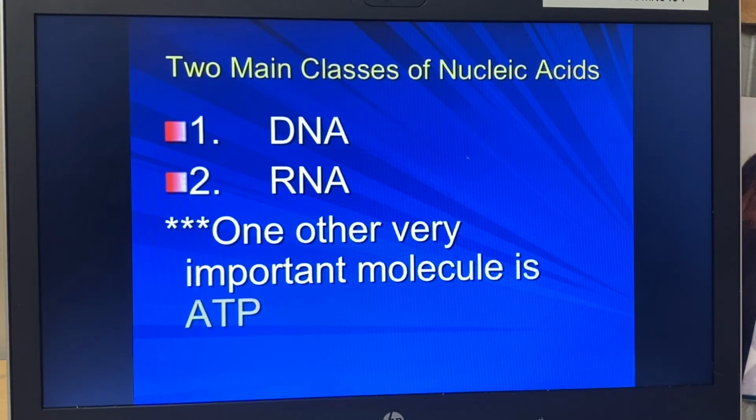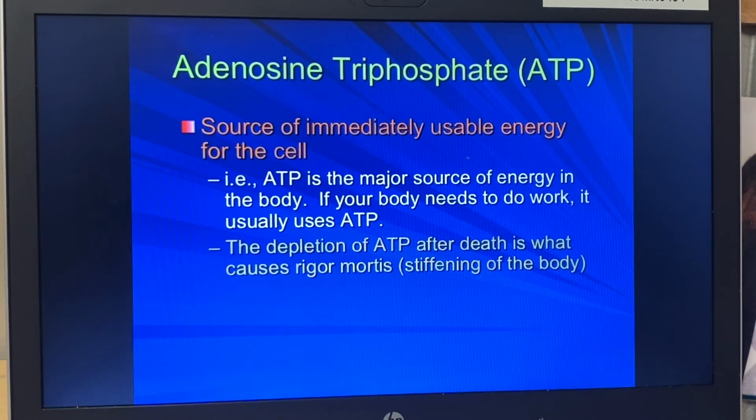I do want to mention one other very important molecule, which those of you who have taken A&P, I'm sure you've learned a lot about this, but is the molecule ATP. And the reason I mention it here is because it's very similar in structure to a nucleic acid. So what ATP is, it's basically money for the cell.